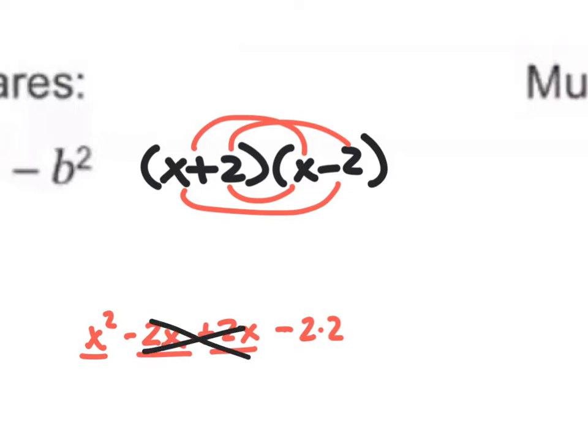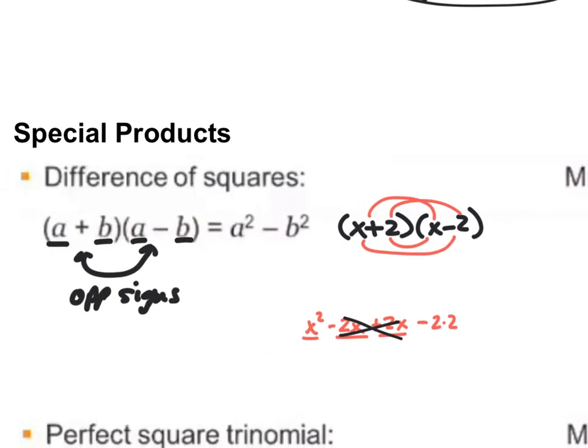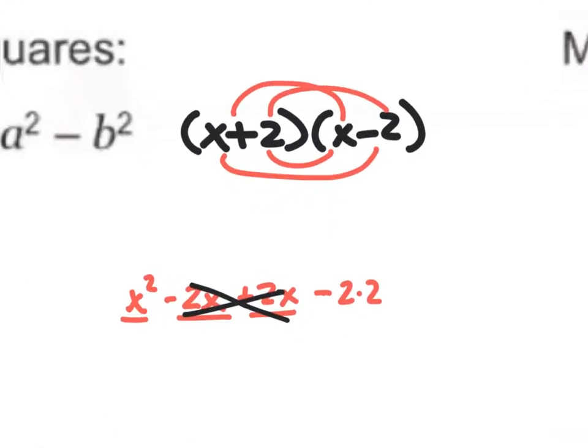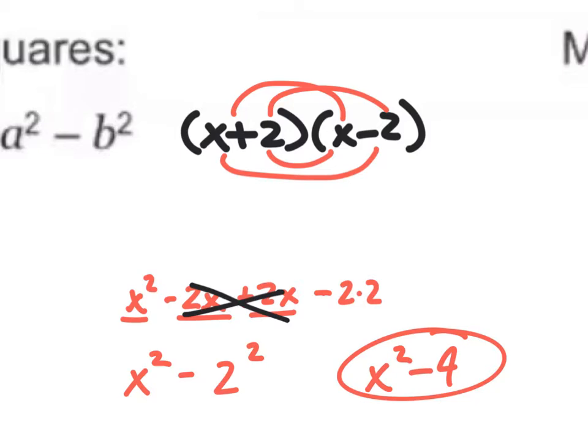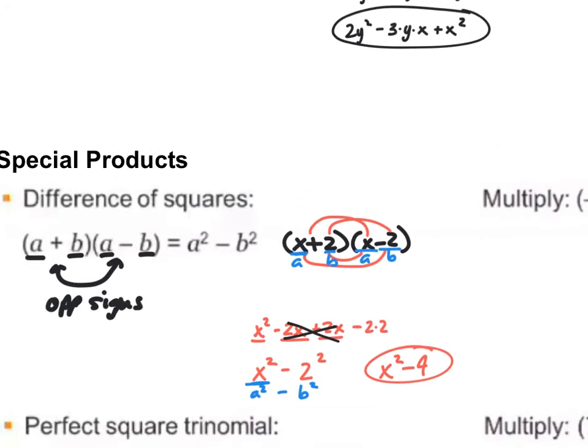That's what's unique about the opposite signs here. So you end up getting x squared minus 2 squared, which gives you x squared minus 4. Notice if this is your a value, you have a squared, and if this is your b value, you have minus b squared. That's it, so that's an easy one.